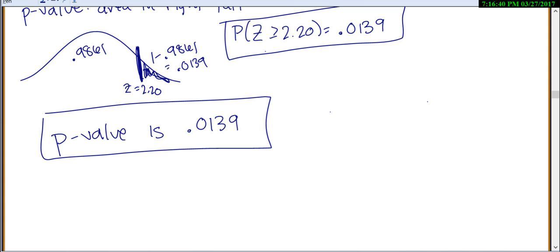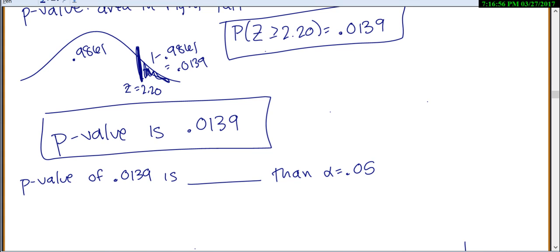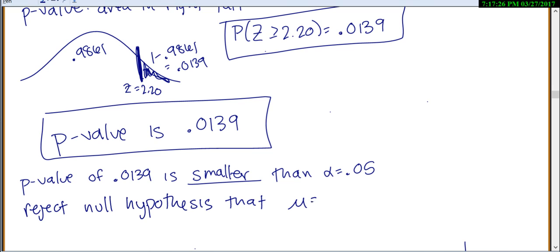So at this point, you always have to make your decision. I always write down, I compare my p-value to alpha equals 0.05. So is 0.0139 bigger or smaller than alpha? At 0.0139, that would be smaller than alpha. So anytime you have a small p-value, you will reject the null hypothesis. So we'll reject the null hypothesis that mu equals 50.